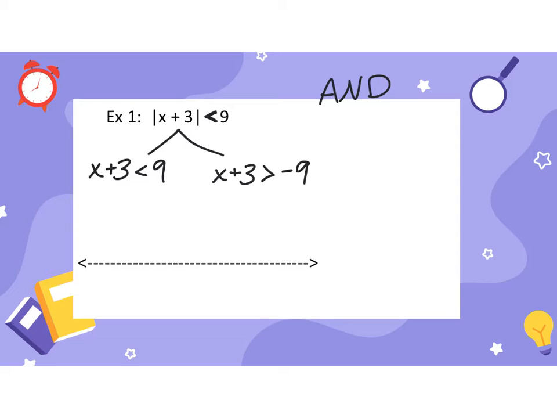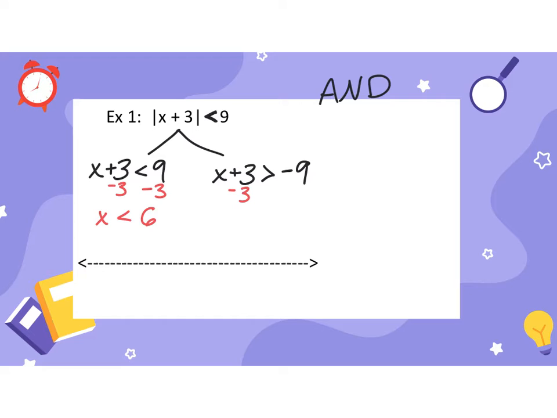Are we good so far? Hopefully you're with me. Now we're just going to solve these two problems. So the first one, just trying to get x by itself, so I'm going to subtract 3 on both sides. I end up with x is less than 9 minus 3, which is 6. Okay?